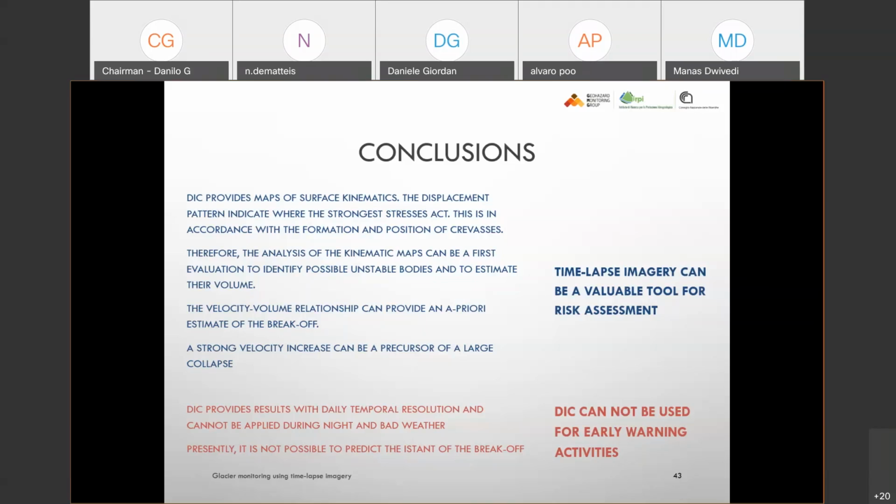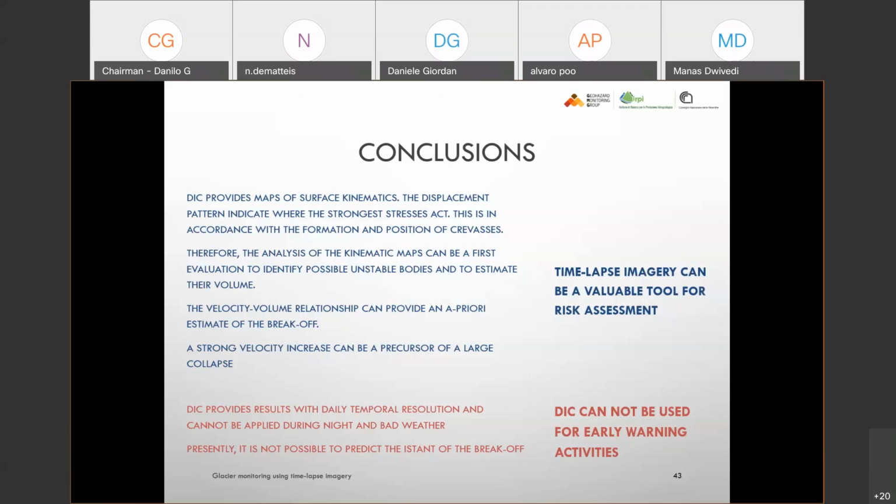Therefore, this monitoring approach is a valuable tool for risk assessment. Also, the analysis of the kinematic patterns is an indication of what can be the unstable portion of the glacier. But I want to remark that using this approach, it is not possible to predict the instant of the break-off. And also the temporal resolution of the data, that is a daily temporal resolution, is too coarse.